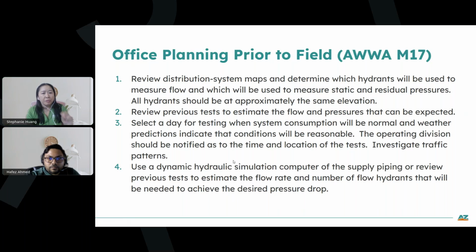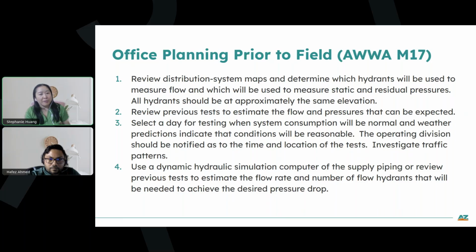Two, you should review previous tests to estimate the flow and pressures that can be expected. And three, select a day for testing when your system consumption will be normal and weather predictions indicate that conditions will be reasonable. The operating division should be notified as to the time and location of the test.